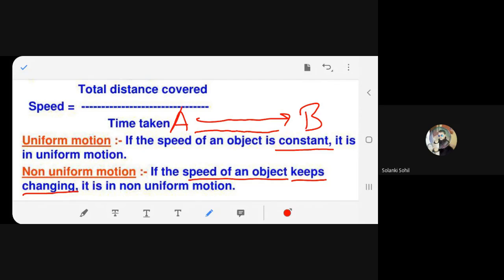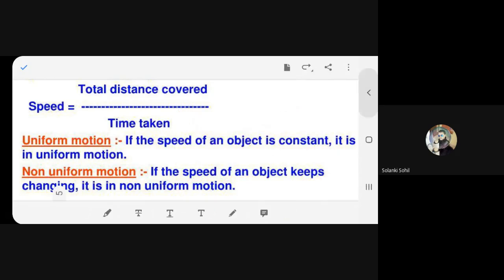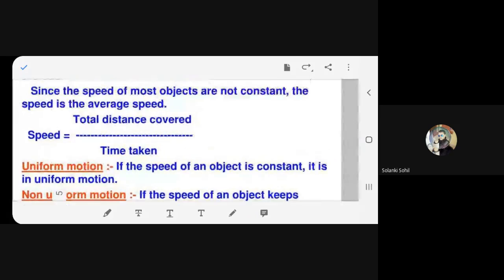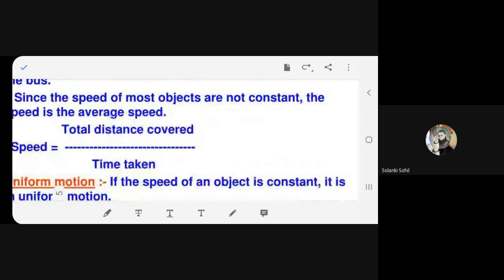Do you agree with me or not? Yes. So it keeps on changing. So it is non-uniform motion. This much have you understood? Any problem regarding this slide? No, ma'am.